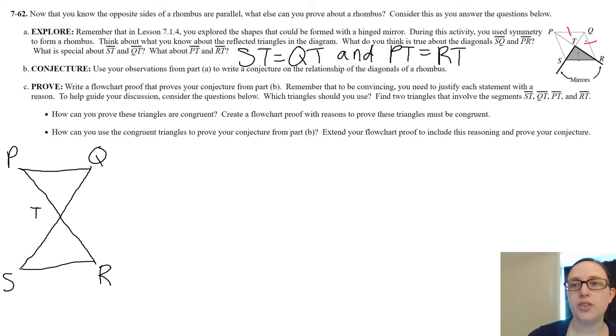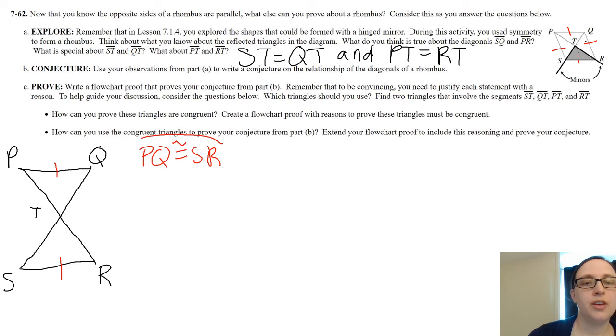First of all, what we know is that the sides in a rhombus are all equal to each other. So I know that the top side is equal to the bottom side. So I can say that PQ equals SR. And that I know by the definition of a rhombus.